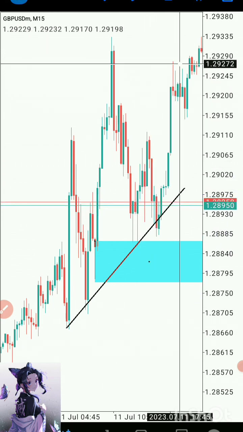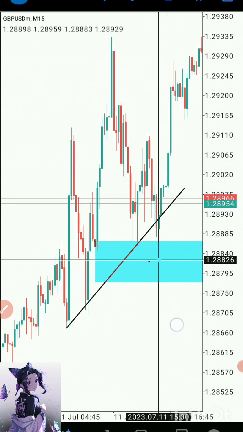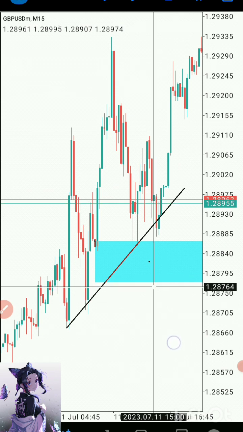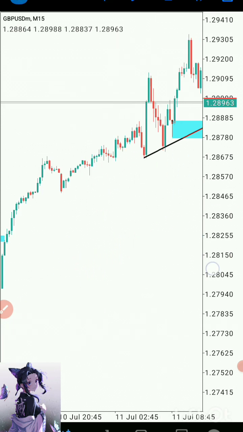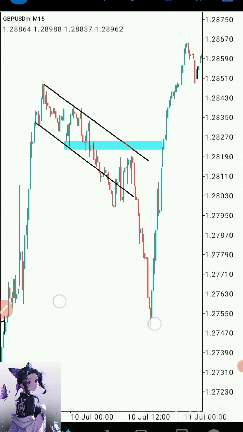Oh, and by the way, I forgot to mention, your stop loss will be just partially, like barely above this demand area. Okay, now let's look at another example.